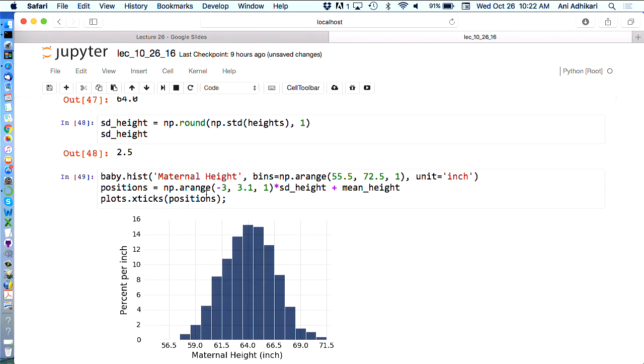Yes? That many SDs above average. That's what's happened. So remember, standard units, the Z, is how many SDs above average. So these numbers, minus 3 to 3, are the Zs, and it's that many SDs above average. Now, this is an array, so every element gets multiplied by the SD, and then to each element of that, you add the mean. And that's how you end up, instead of minus 3, minus 2, minus 1, 0, 1, 2, 3, with this sequence of numbers. Right? Yes.